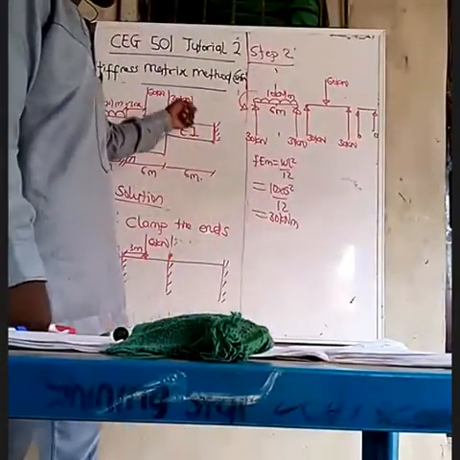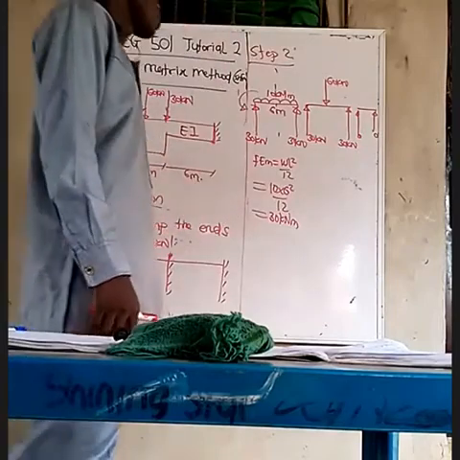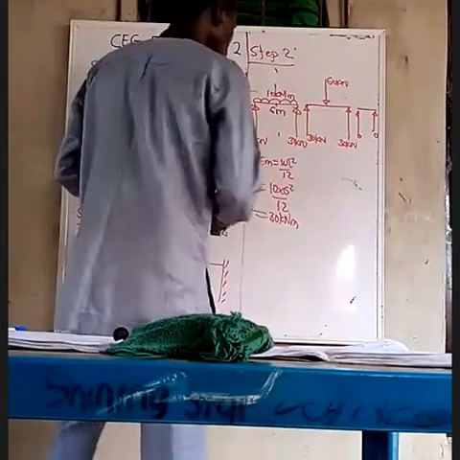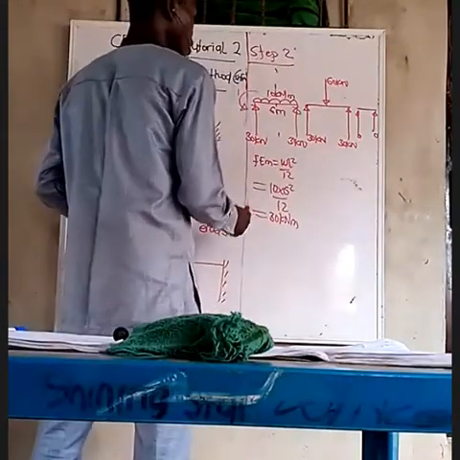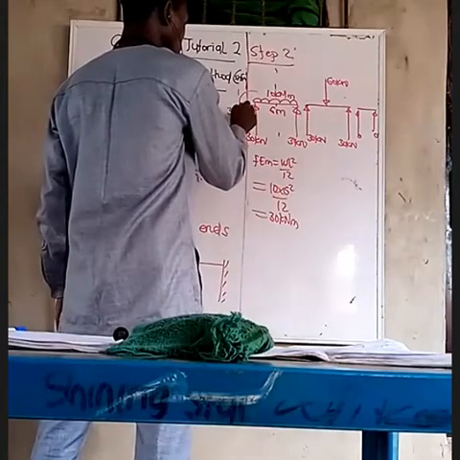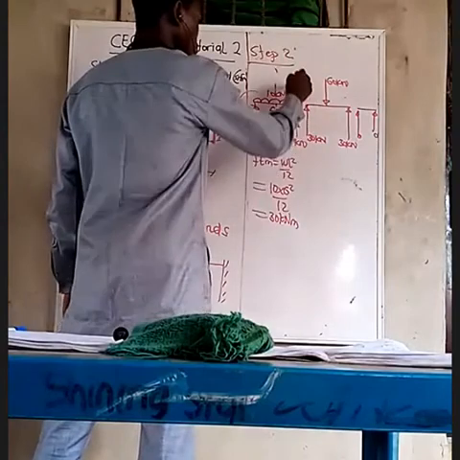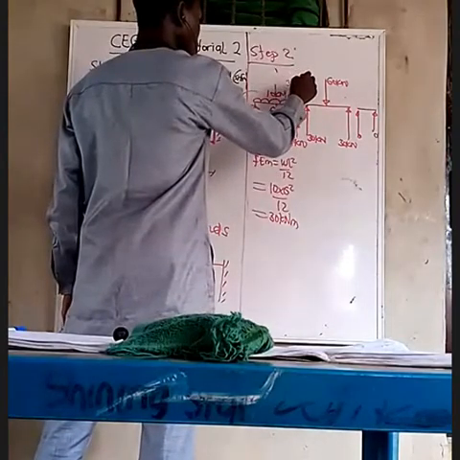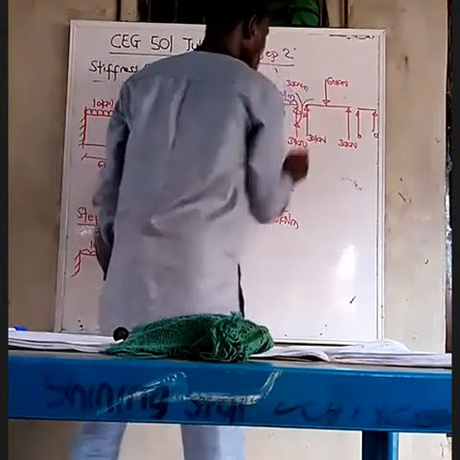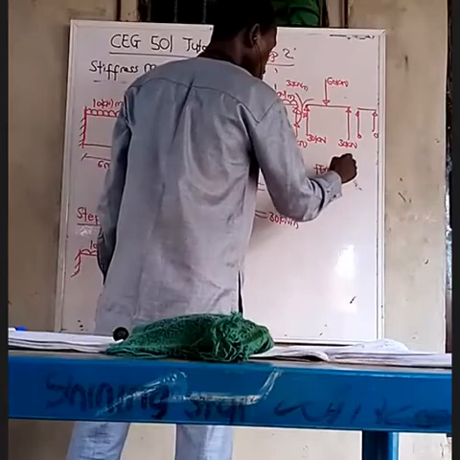So it's acting at the clamp point, so we are not going to use it. If it was acting in the span, I believe it would be taken into cognizance, but we are still going to use it anyway. So 30 kilonewton meter, and then from here, 30 kilonewton meter. This also, 30 kilonewton meter.